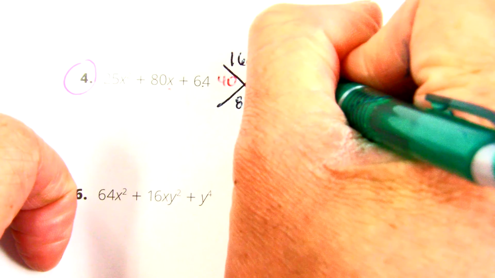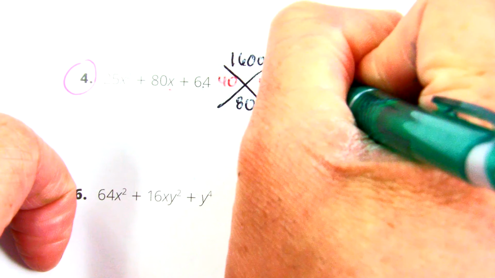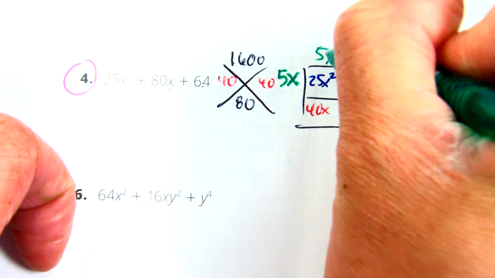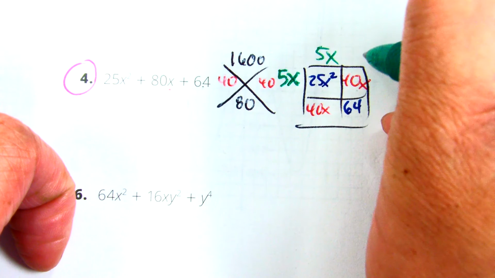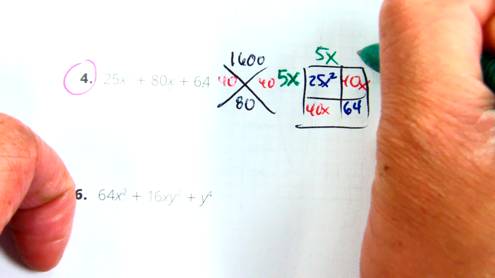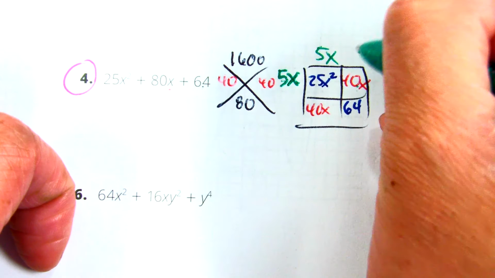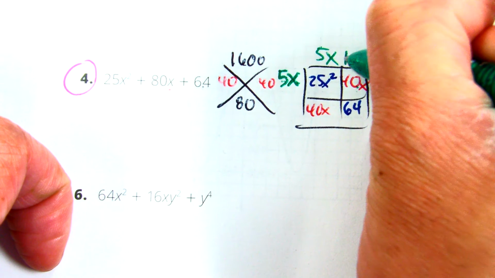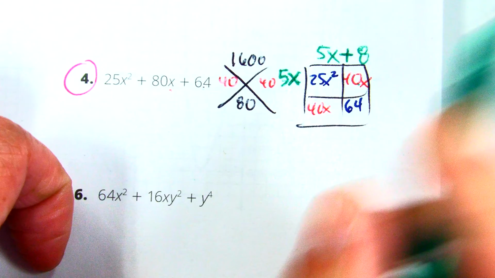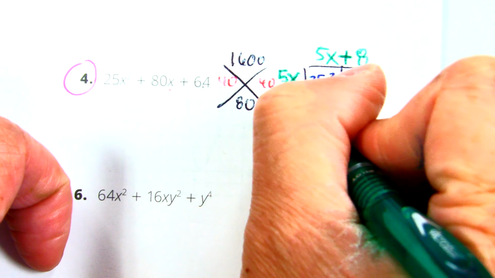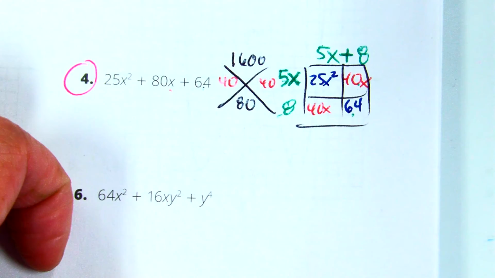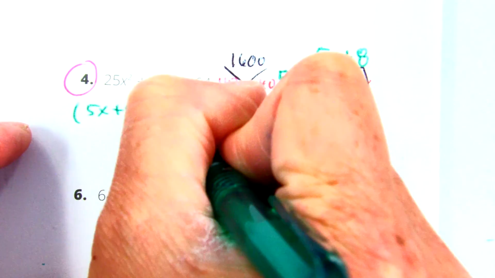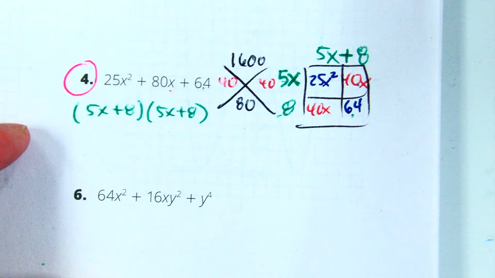5x. How about this direction? Yep. How about this direction? Remember, something times 5x equals 40x. 8. And how about here? 8. 8 times 8 is 64. So that gives me 5x plus 8, 5x plus 8.